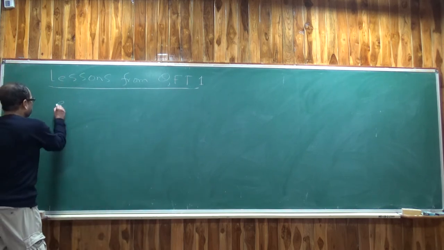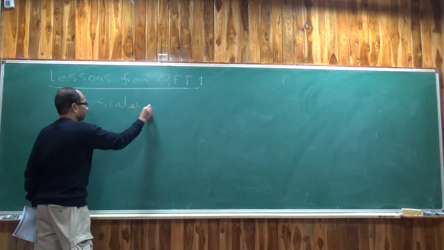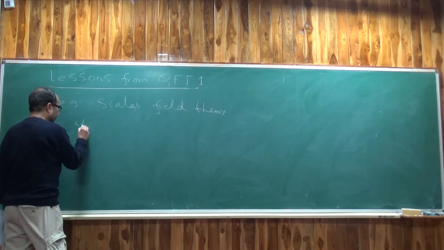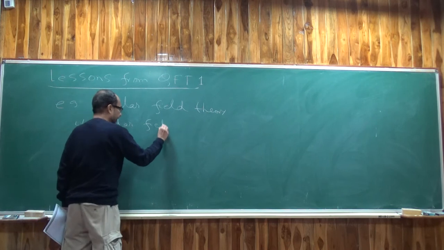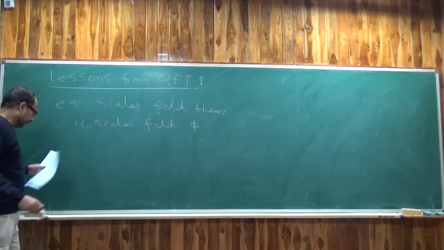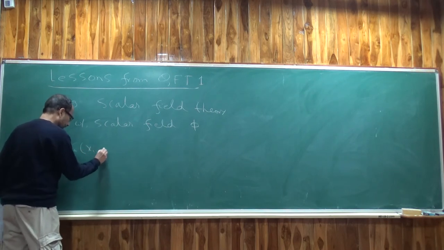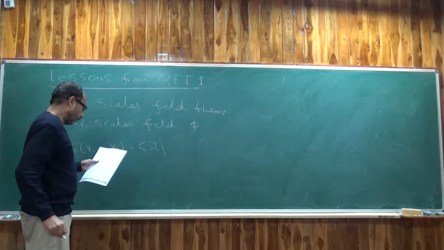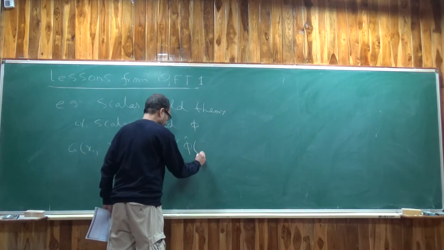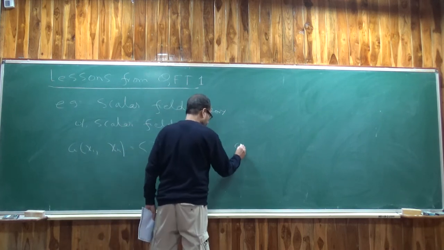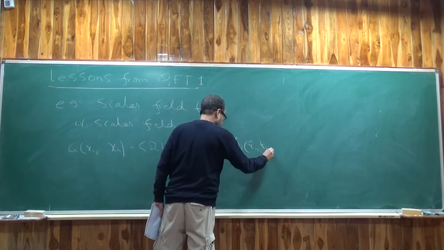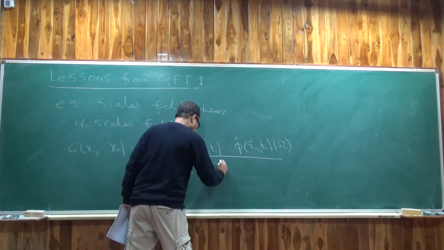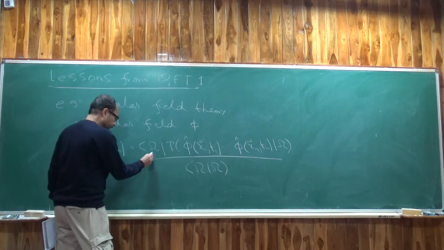So, for example, if we take a scalar field theory, okay, so we take a scalar field phi. Let's suppose we take a single scalar field. Then the Green's function is a time ordered product, vacuum expectation value of the time ordered product of operators. Okay. So let me explain these various notations. So this is our vacuum.